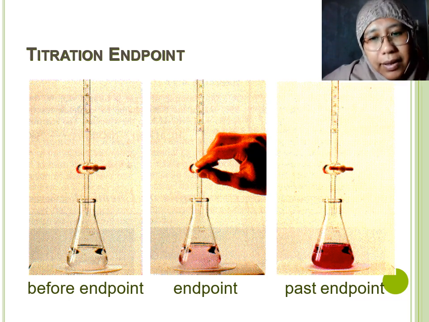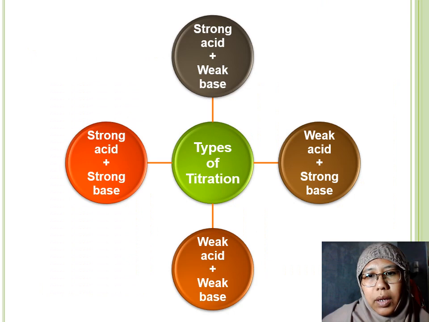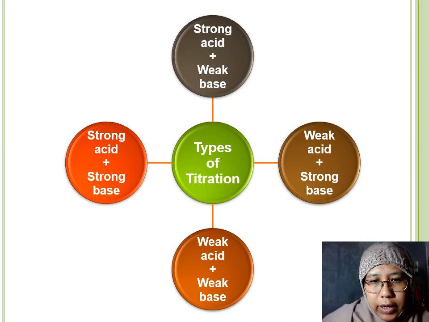That is past endpoint. There are actually 4 types of titration: strong acid and strong base on the left, strong acid and weak base on top, strong base and weak acid on the right, and the bottom one is weak acid and weak base. At pre-university level here, we're going to focus on strong acid and strong base. For the other 3, you're going to learn next year, inshallah.